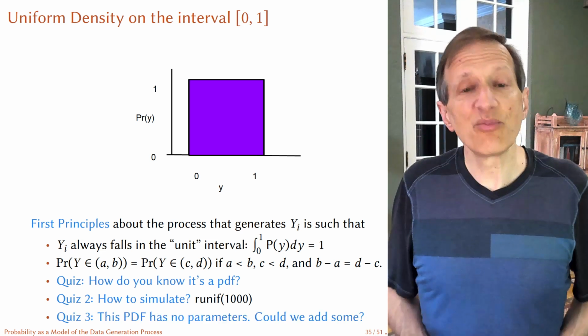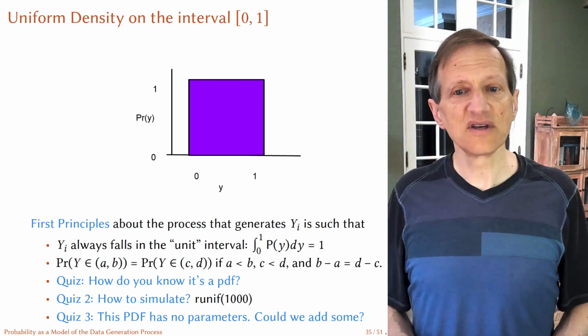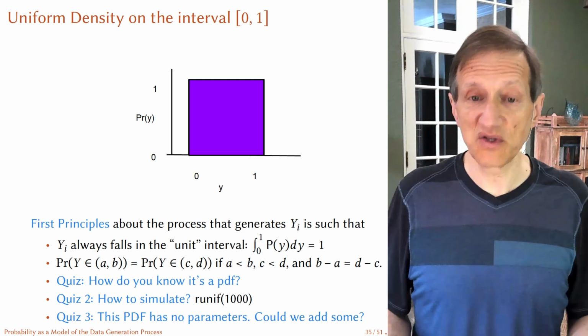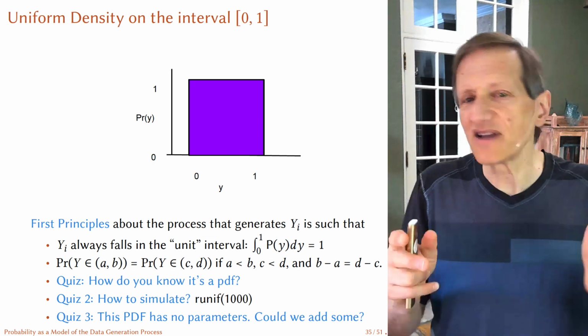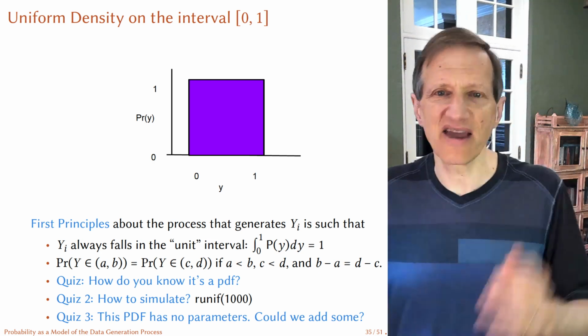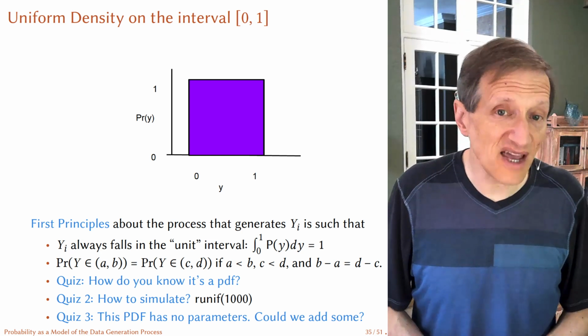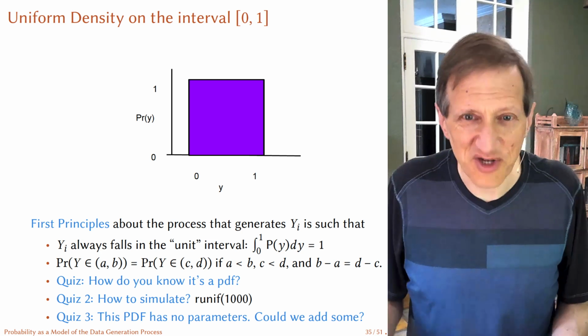This PDF has no parameters, so there's nothing to estimate if we were doing inference, but we could add some. Could we? What would it be like? Well, we could say that y doesn't go between 0 and 1. Let's say it goes between 0 and pi, and we don't know what pi is. And we could try to estimate what pi is on the basis of the data, and that would be an interesting problem. Maybe not that interesting, but we could do it, right?